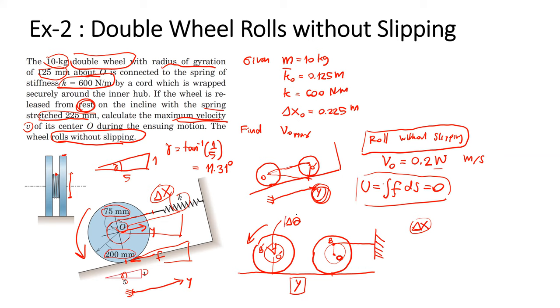We can relate the angle with the magnitude of the displacement of the center, right? Delta theta is the displacement divided by the radius, 0.2. Simple. We can relate the angular displacement to the linear displacement on the inclined plane by the radius of the wheel.